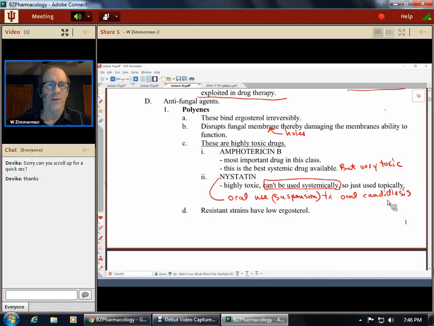The bioavailability is essentially zero, so it just stays in the gut. So it can be used orally, and you would never give it parenterally, though. Way too toxic. Unfortunately, what we found is some resistant strains have lower ergosterol, which I guess isn't surprising, but disappointing at least.